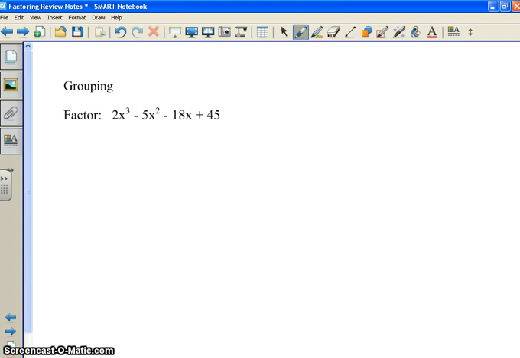So by grouping, we're going to group the first 2 terms together. They have a greatest common factor of x squared. And when I take out that x squared, I'm going to be left with 2x minus 5. And then the last 2 terms have a greatest common factor of minus 9. And when I divide minus 9 into both of those, we're going to be left with 2x minus 5.